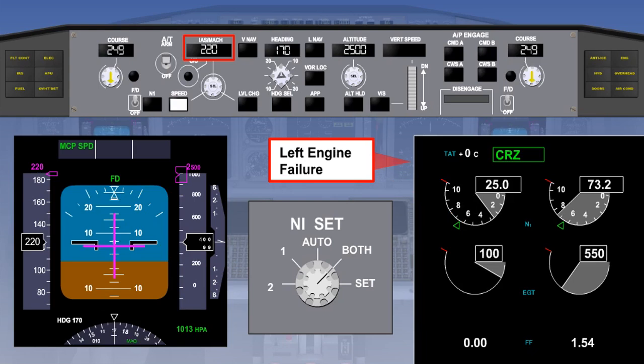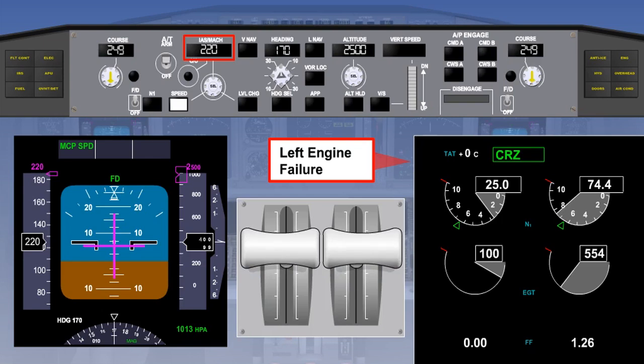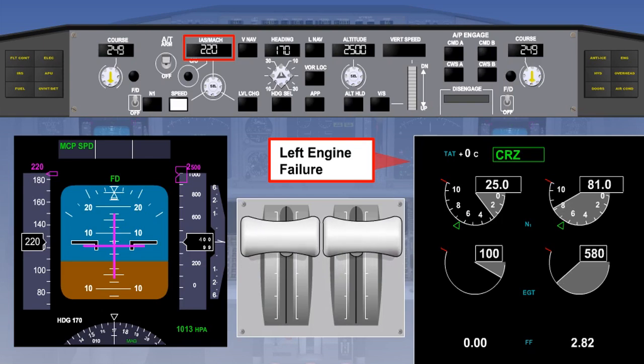If an engine fails while the autothrottle is in a speed mode, both thrust levers advance together to maintain the target speed.